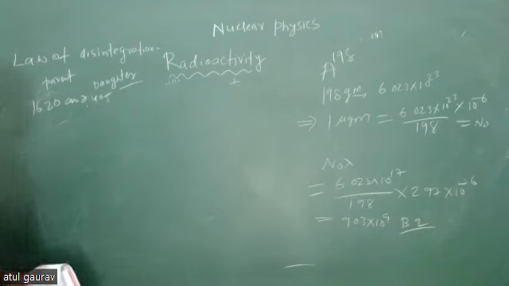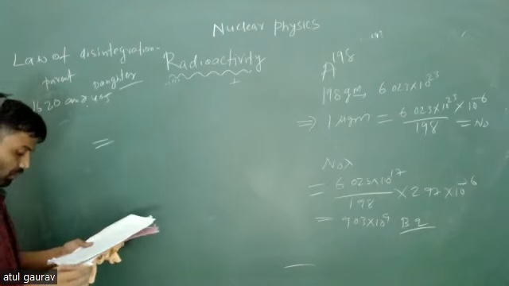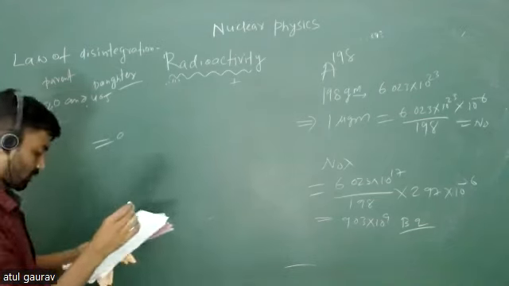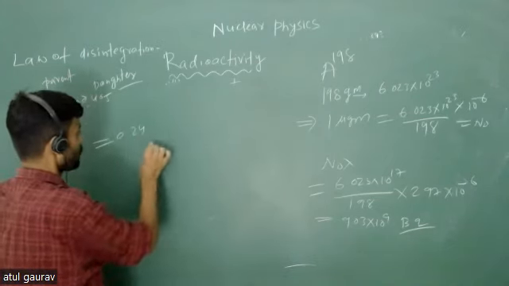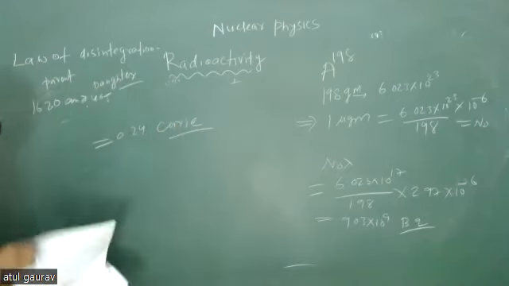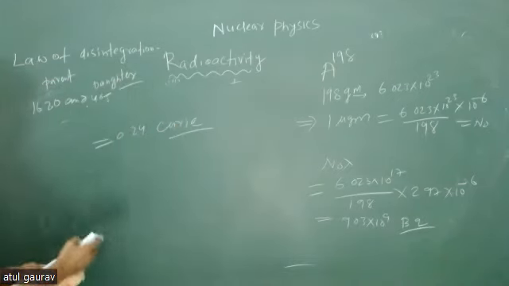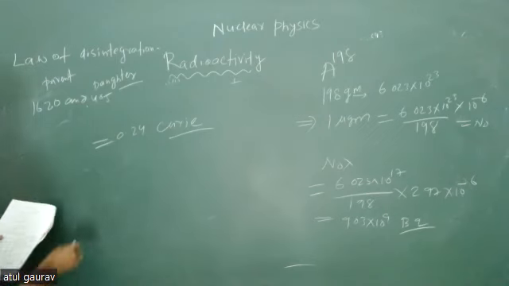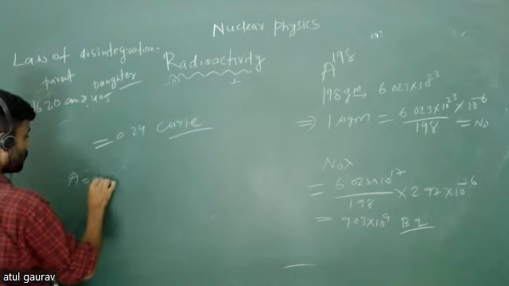ठीक है, डिवाइड करके देखना आप. मैं लिख दे रहा हूँ आपको, चेक करना आप. 0.24. गुड, 0.24 क्यूरी. लास्ट वाला बताओ आप लोग. तो ये आपका बहुत सिंपल है, मैं नहीं करूंगा. A equals to A naught.